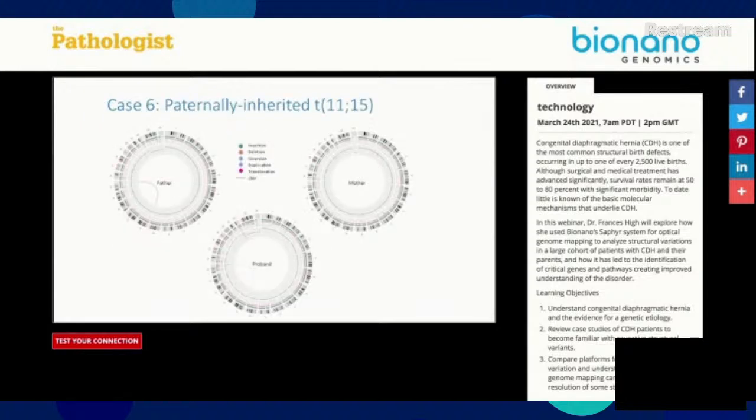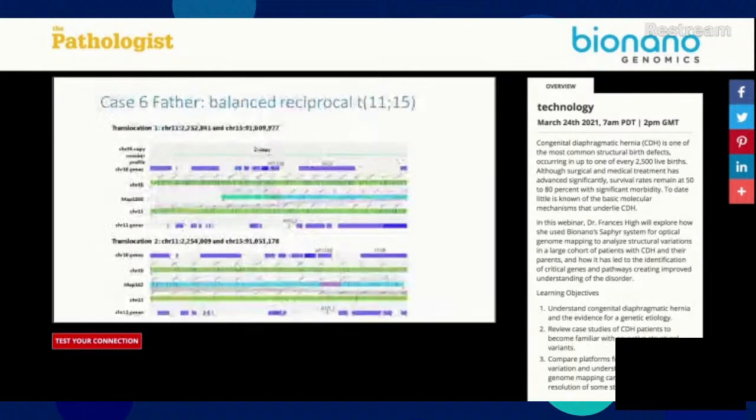This is the second translocation that we identified. In this case, this was a trio, and so I'm showing you 3 circos plots. The bottom is the proband, and then the top are the father and the mother. What you can see is there's a translocation between chromosome 11 and 15 in the proband, which is also present in the father. If we look at the father in more detail, we can see that this is a balanced reciprocal translocation between chromosomes 11 and 15. And these are the breakpoints here on chromosome 11 and chromosome 15.